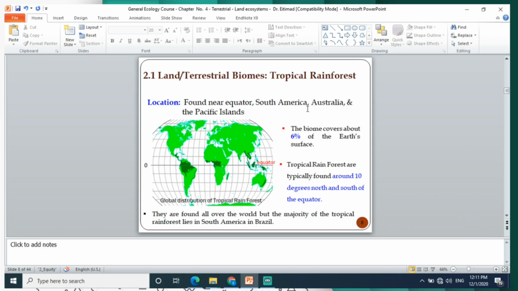Regarding the terrestrial biomes, the first one is tropical rainforest, because we are beginning from the equator. It is very important to keep the map in your mind in order to memorize where each biome is located. The tropical rainforest, near the equator, above and below the equator, is found around 10 degrees north and south of the equator. They are found over the world, but the majority is found in the tropical rainforests of South America and Brazil.